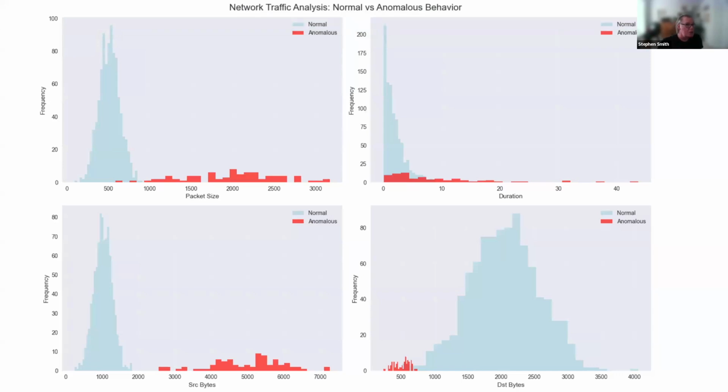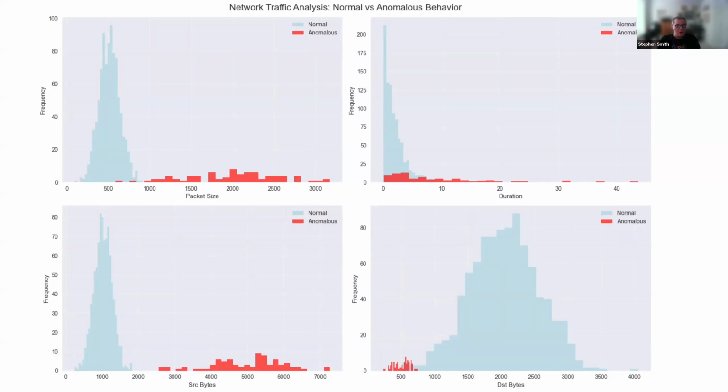So this is not actual network traffic. We'll talk about actual network traffic in a lesson real soon, but this is synthetic traffic that's been generated just to illustrate the principles that we have here. Okay, so this is analysis of normal versus anomalous network behavior. So this is the difference between normal and not normal, right?